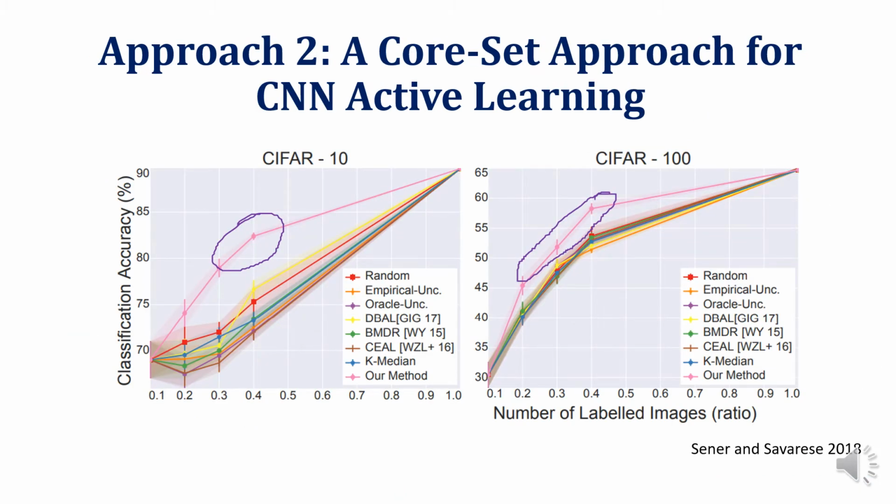So we clearly observe the significant advantage that the core set algorithm yields over most other state-of-the-art, and there's a domination for a reasonably large number of labeled images as they are picked.